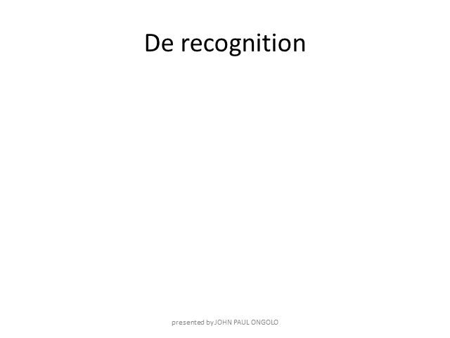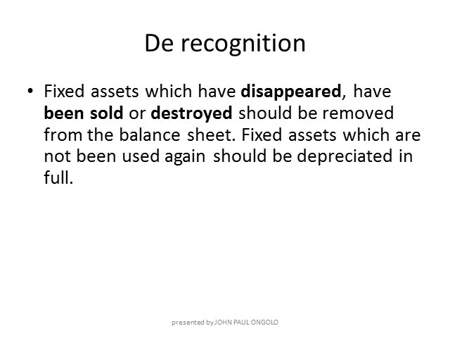The last part of our presentation deals with the derecognition of fixed assets. The derecognition may arise when maybe fixed assets have disappeared, fixed assets have been sold, or maybe fixed assets are destroyed. And in each of these cases, the fixed asset should be removed from the balance sheet and the fixed asset register. Because simply the fixed assets don't exist again, and hence they should not be presented on our financial statements. Also, fixed assets which are not being used again should be depreciated in full.